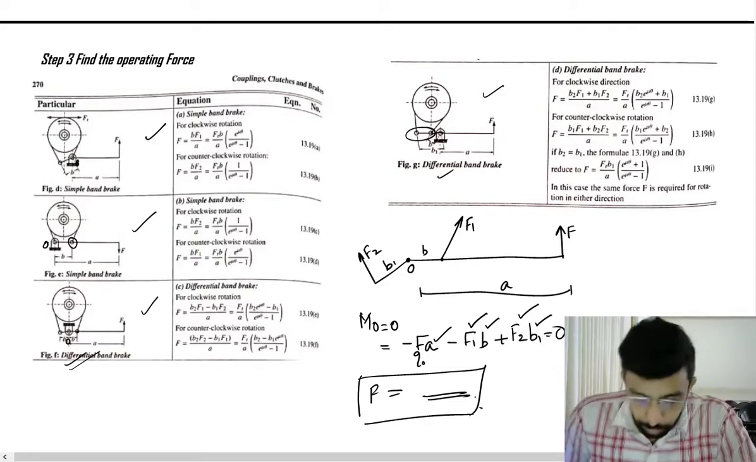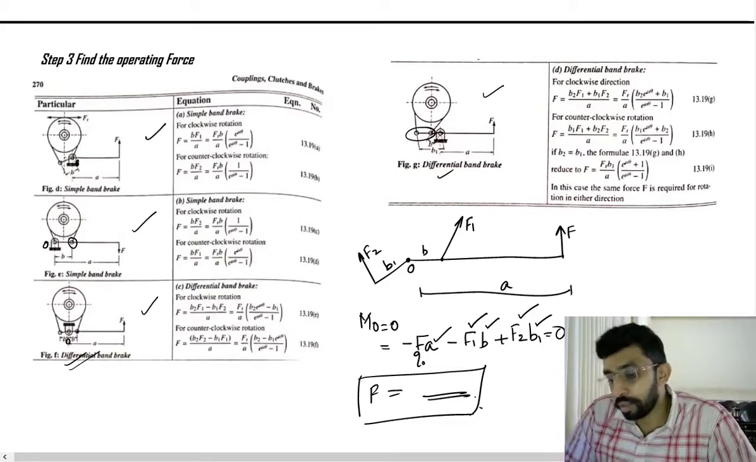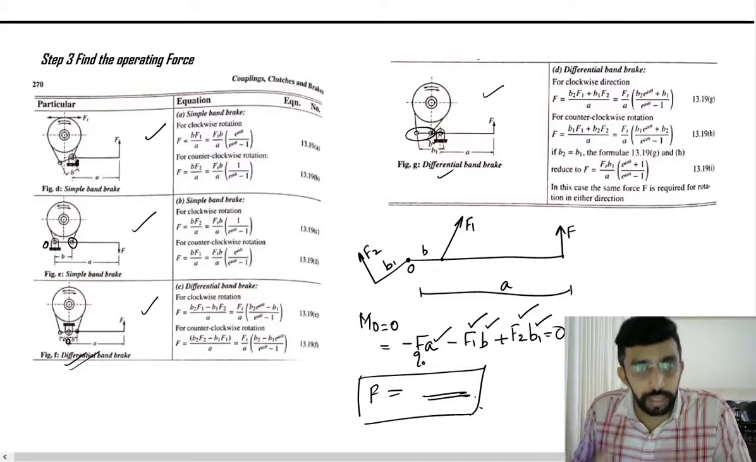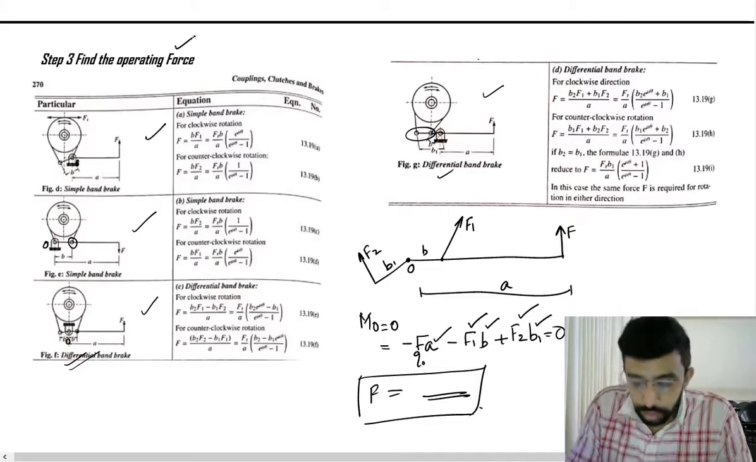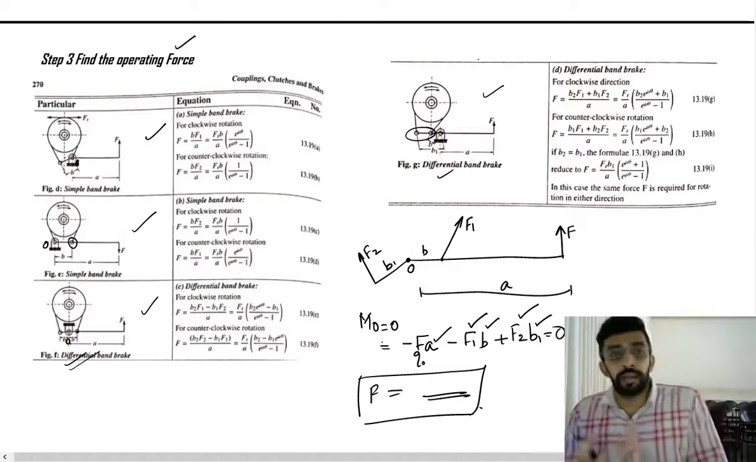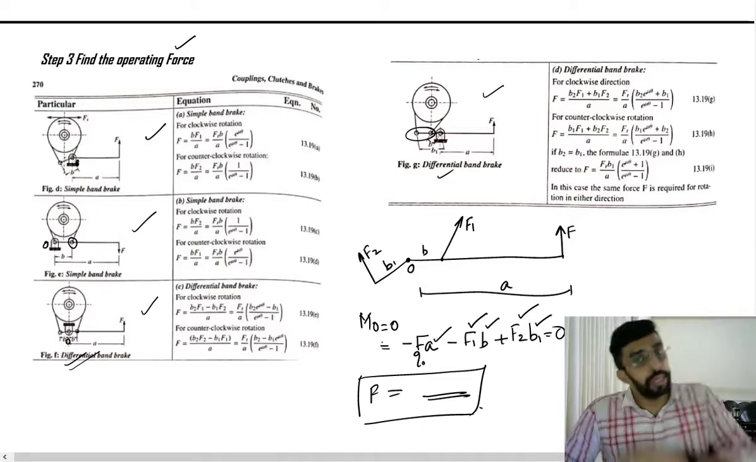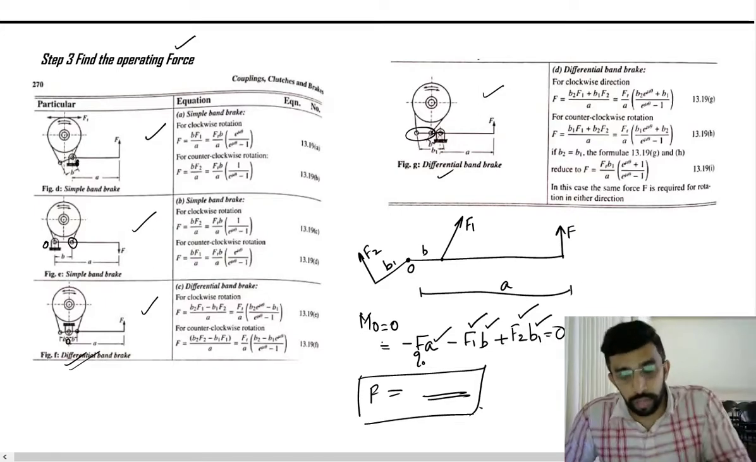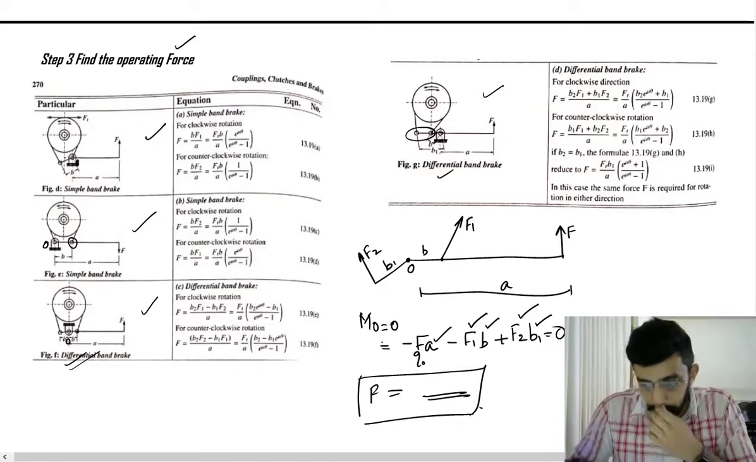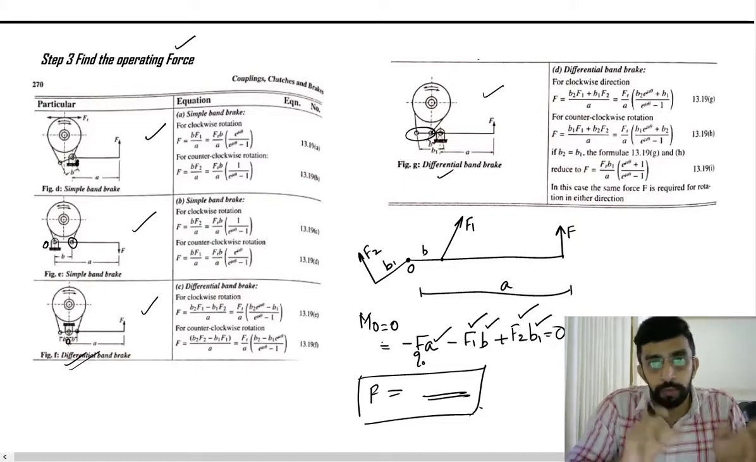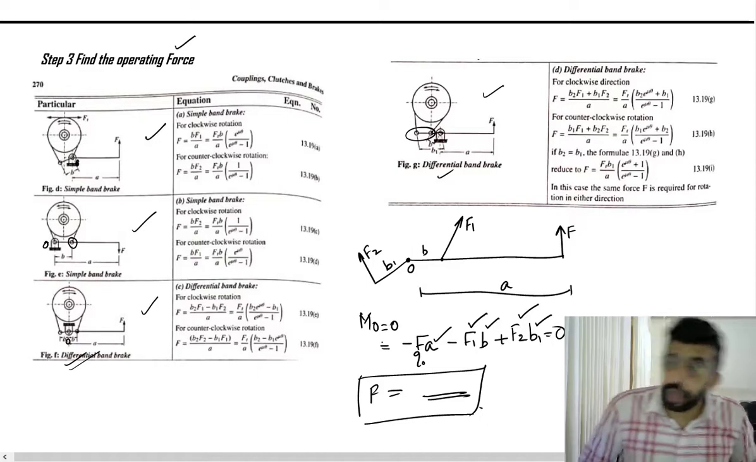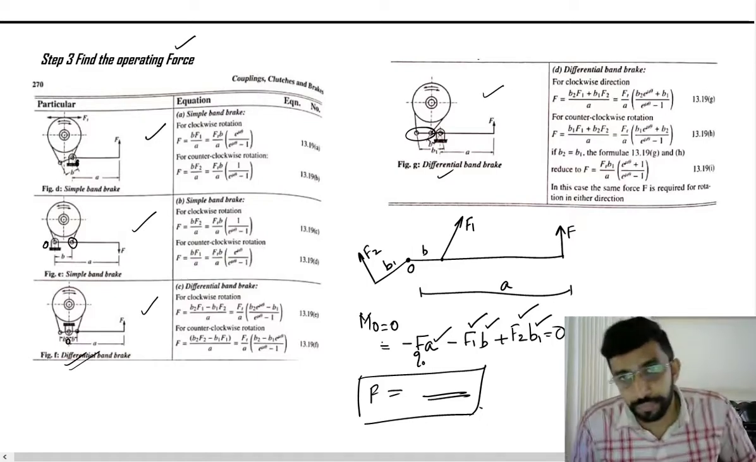If you find a direct match, you can use the direct equation from the data handbook, but I always prefer to find the operating force by taking the moment about the fulcrum. So irrespective of the condition, irrespective of the direction of the fulcrum or the location of the pivot points of the belt, you will not make a mistake. You can easily get the value of the actuating force.